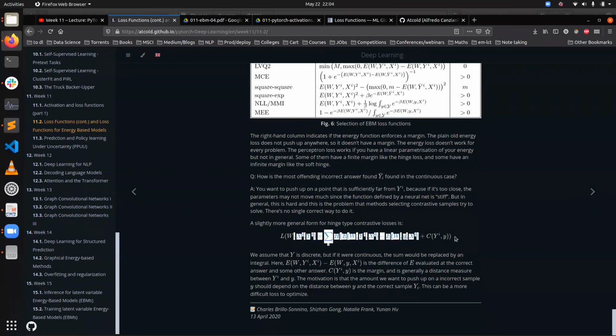So this is the general form of hinge loss, where the difference is you don't just take the most offending y, you take all y's. You do a summation over y's in the discrete case. This can be a more difficult loss to optimize, which makes sense.